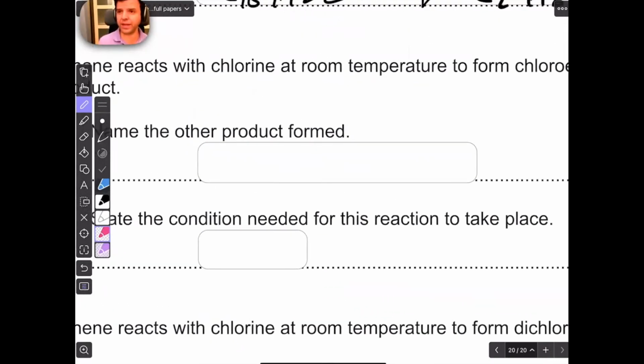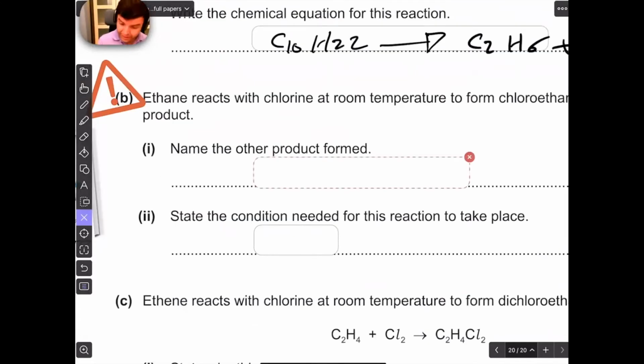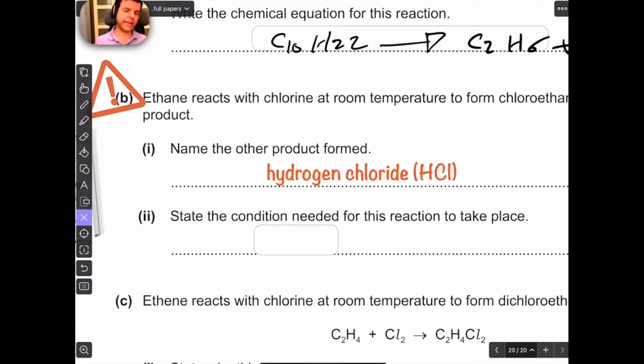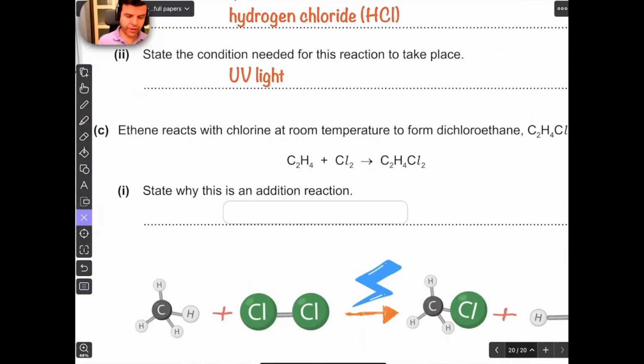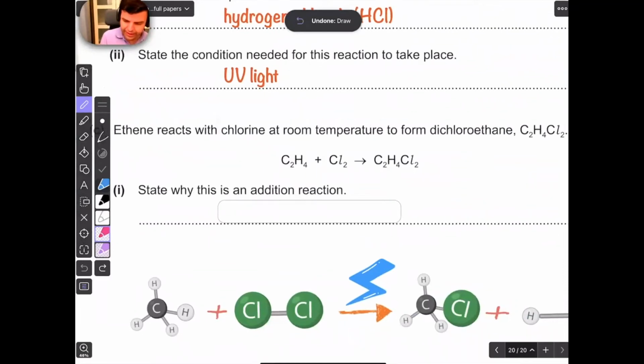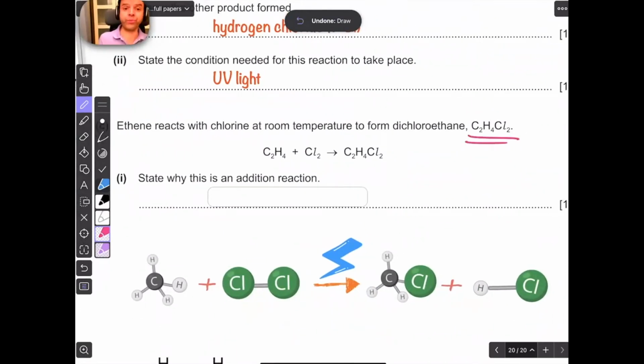Can you name it there, Saji? HCl, hydrogen chloride. State the condition needed. What condition is needed for those substitution reactions that we're doing here? Isa? UV light. You'll need UV light. Now, another reaction: they said ethene reacts with chlorine and it gives me dichloroethane.